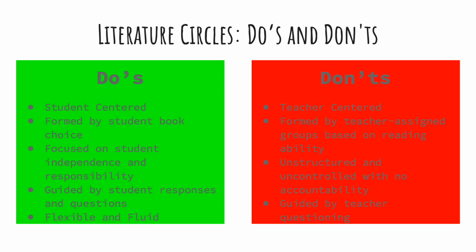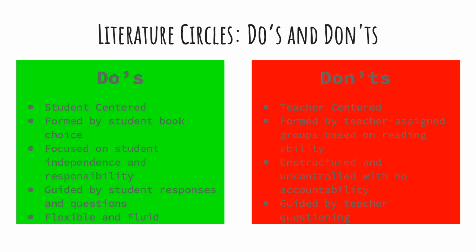Some of the do's are that your literature circles are always going to be student centered, not teacher centered. The next do is that it's formed by student book choice. So whatever the students want to read, whatever they are looking forward to reading. The groups aren't formed by teachers assigning them, and it's not based on reading ability. It's based on what the student chooses to read.